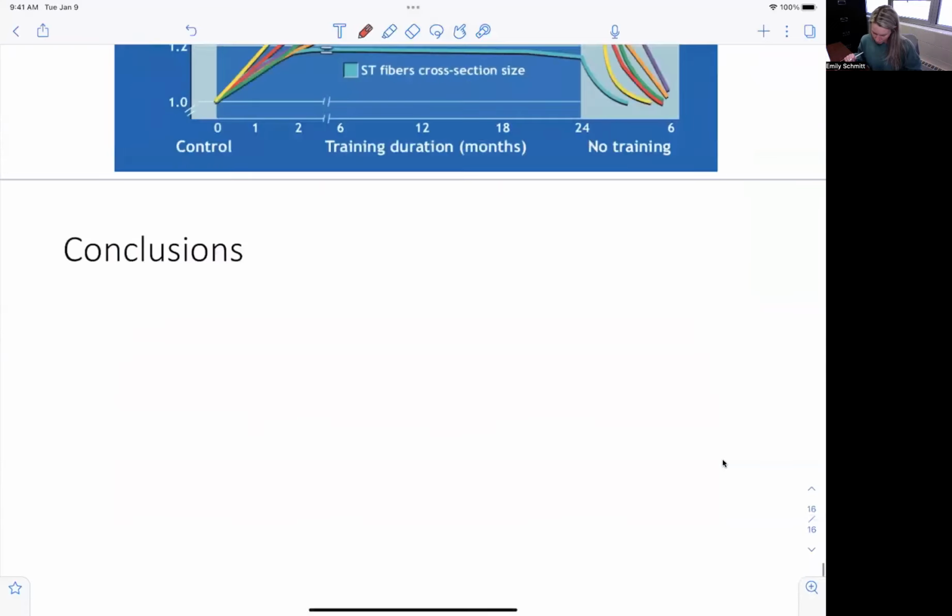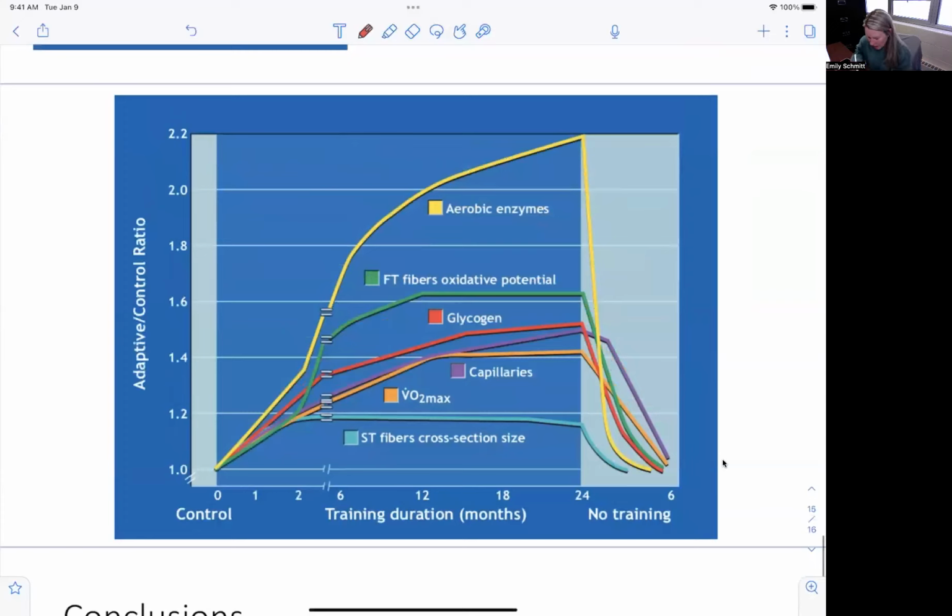So I think this is one of the last graphs that we'll look at here. If we look on our x-axis and we see training duration in months, so 12 months, 18 months, 24 months. So we're talking about a pretty decent amount of time of training. And then sort of our adaptive and our control responses here. Let's go ahead and look at our aerobic enzymes. We've been saying that they increase, and sure enough, look at the yellow line. Look how much they increase. Now, the unfortunate thing is that whenever you stop training, most of these processes really do fall off.